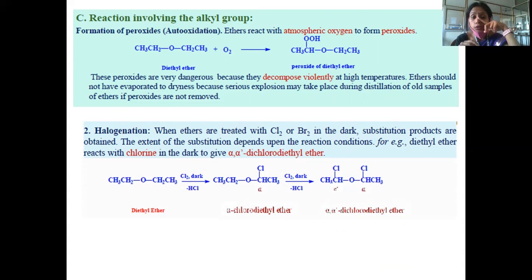Second is halogenation. When ether is treated with halogen, like chlorine or bromine in the dark, substitution products are obtained. The extent of this substitution also depends upon the reaction condition. For example, when diethyl ether is made to react with chlorine, a di-substituted product, dichlorodiethyl ether, is obtained.